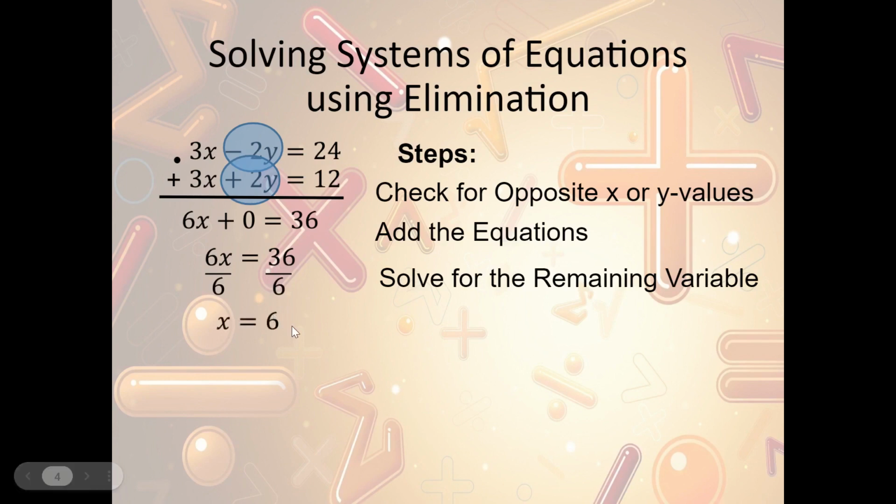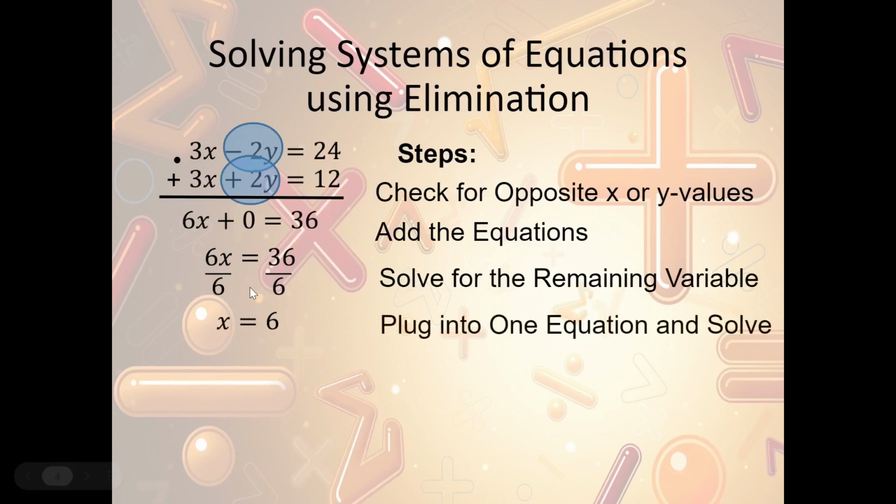So that's x. Now we know the x coordinate of where they cross, but now we need to get the y coordinate. So we're going to plug 6 in for x into one of the two equations. It doesn't matter which equation you pick as long as you plug in x as being 6. So we'll go ahead and pick the first one. And we're going to plug 6 in where x is. So instead of 3x minus 2y is equal to 24, it's going to be 3 times 6 minus 2y is equal to 24. So 3 times 6 is 18.